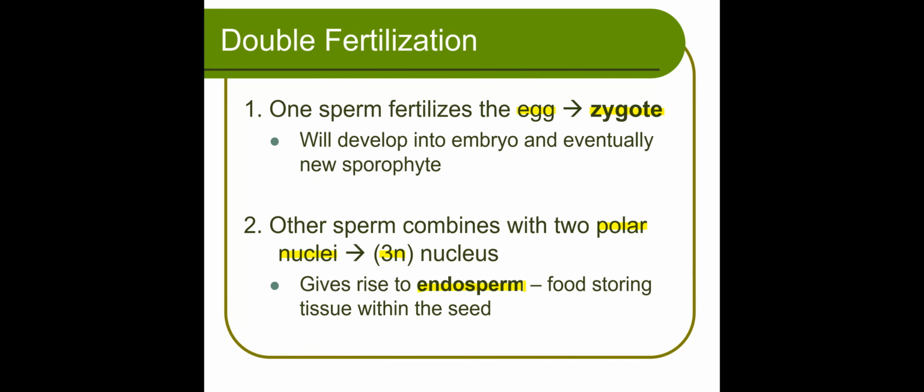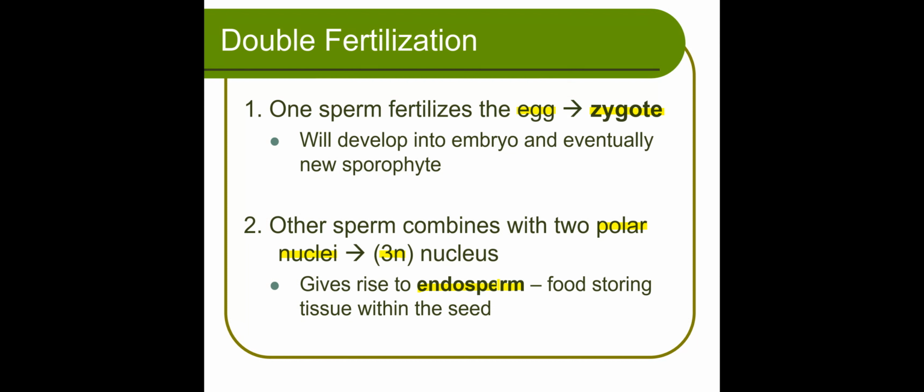And the endosperm is essentially food within that seed. So one sperm is going to give rise to the baby plant, the zygote, when it fertilizes the egg. One sperm is going to join up with polar nuclei to form this endosperm, which is going to be food for the baby plant. So once again, we just see more evolutionary adaptations that are ensuring better reproductive success.